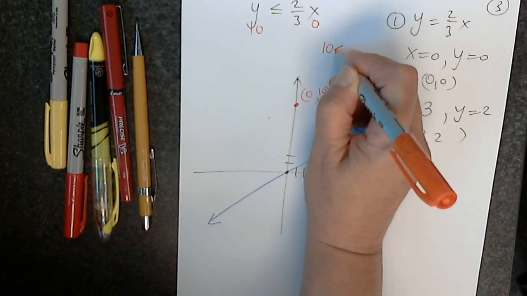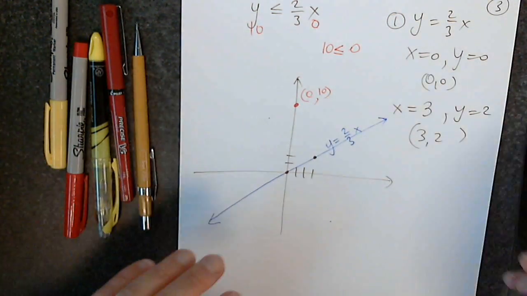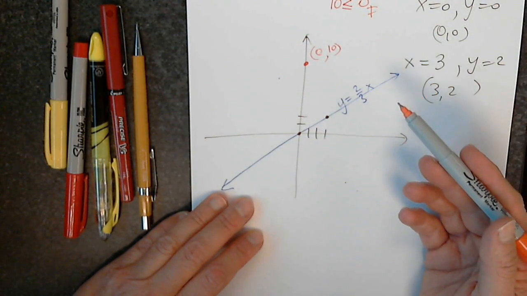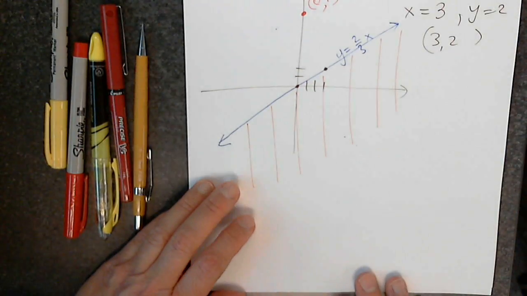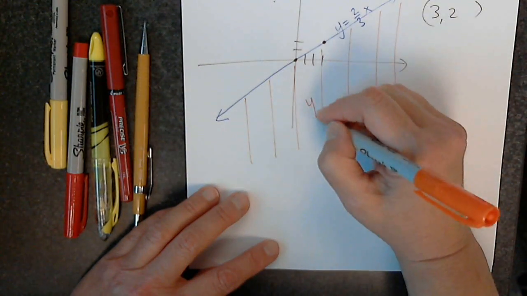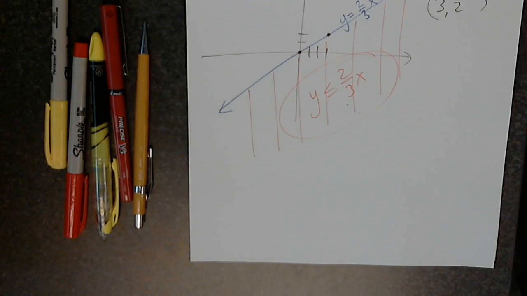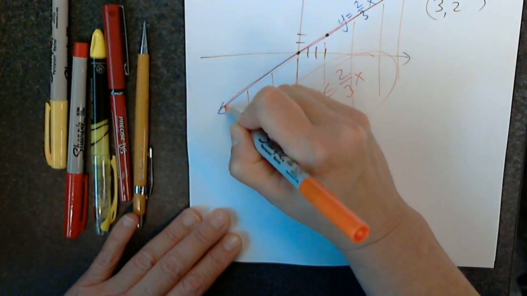10. Is this a true statement? No, it's a false statement, so I cannot shade in the area that has that point. So I have to shade in the opposite. And this is where I write y less than or equal to 2/3 x. All the orange region, including points on the line.